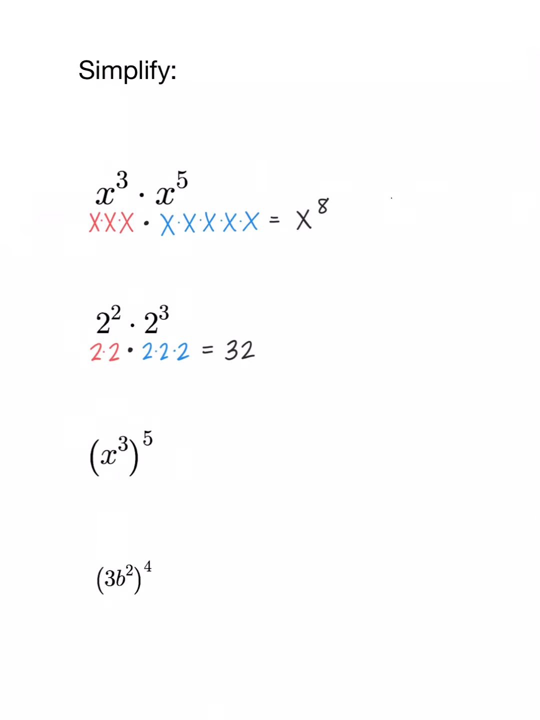For this next one, 2 squared is 2 times 2. 2 cubed means 2 times 2 times 2. Altogether, 2 times 2, 5 times, would give you 32.